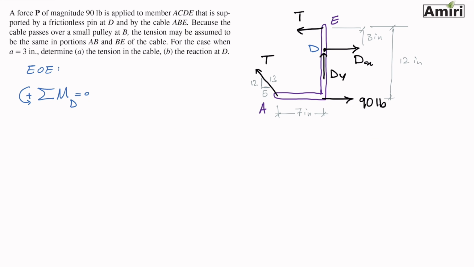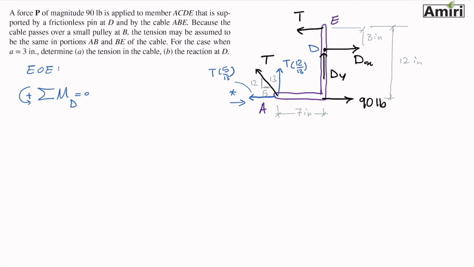Rotation counterclockwise, I take it as positive. I usually start from one side and make my way through the beam, or through my rigid body, so I don't miss any forces. I start with that T. That T is going to have 2 components. This one is T 12 over 13. This one is T 5 over 13.